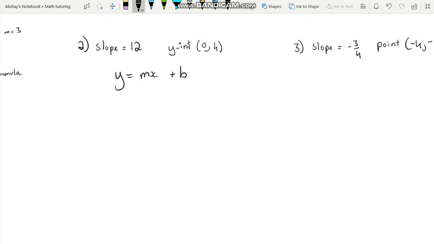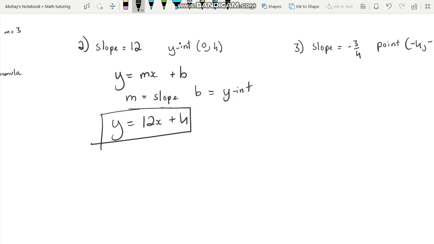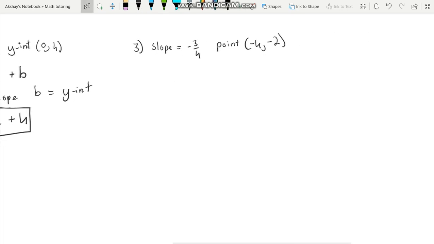And in y is equal to mx plus b, we know m is equal to our slope. We know b is equal to our y-intercept. And because we're given both these things, I can substitute m for 12 and b for 4. There we go. That's my equation of my function. Pretty straightforward. Third one's a little more complicated.